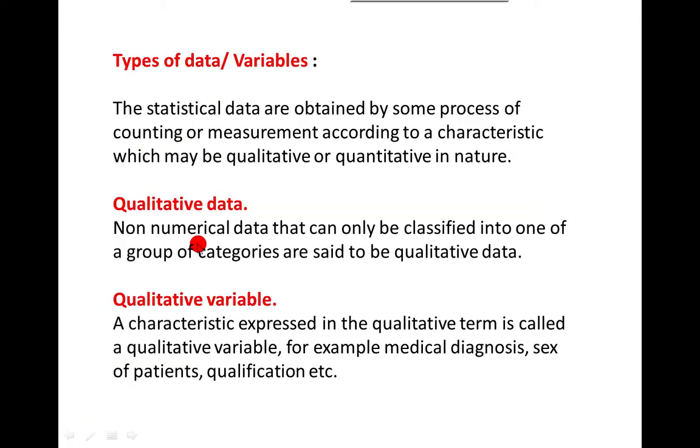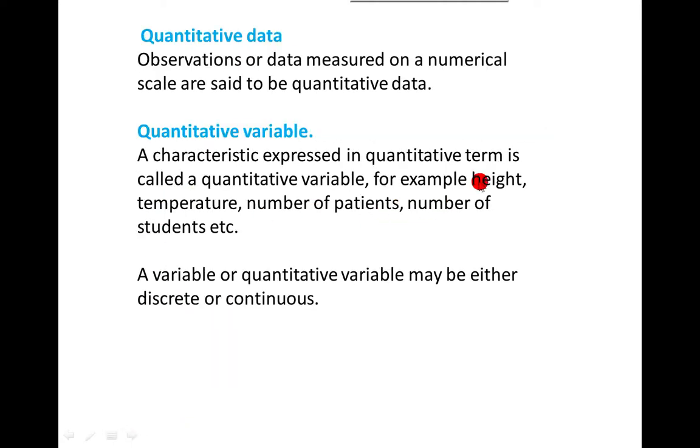So what is the difference? Qualitative data, non-numerical; quantitative, numerical. And qualitative variable: medical diagnosis, sex of patients, qualification is a variable, changeable. So if the variable is qualitative, data will be qualitative. If the variable is quantitative, height is the quantitative variable, temperature is the quantitative variable, number of patients, number of students is the quantitative variable. If the variable is quantitative, data will be quantitative.